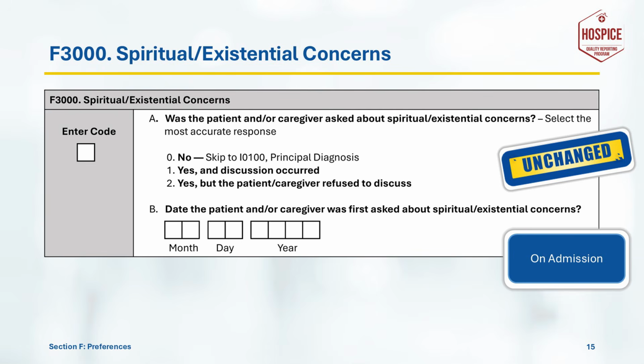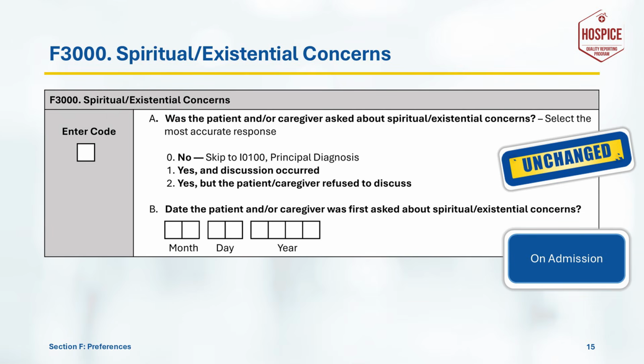The consistent thread across the 4 items in this section is that the hospice discussed or attempted to discuss the specific preference with the patient and/or caregiver. The hospice documents whether the discussion occurred or was attempted, or if the patient or caregiver refused to discuss the particular preference. Code 0 No is chosen if there is no documentation that the hospice discussed or attempted to discuss the particular preference. This could happen if the patient was unable to discuss and/or the responsible party was unavailable.